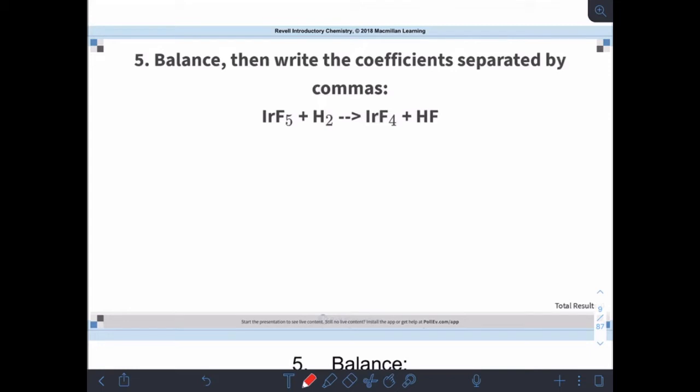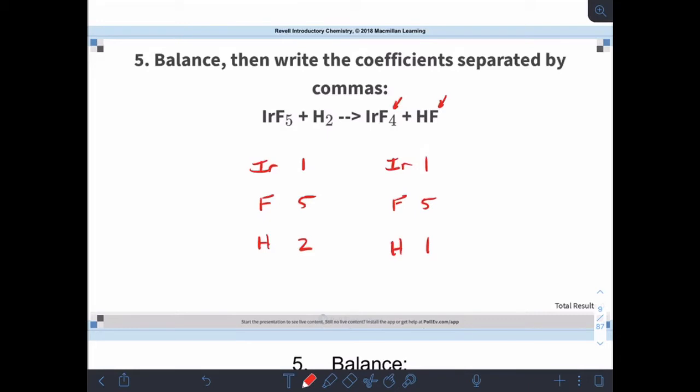All right, so we're going to balance this equation just like we have in the previous ones. So I'm going to start by making my lists. So on the left, I have 1 iridium. I have 5 fluorines. And I have 2 hydrogens. On the right, I have 1 iridium. I have 5 fluorines, because there's 4 here and 1 more there. And I have 1 hydrogen.